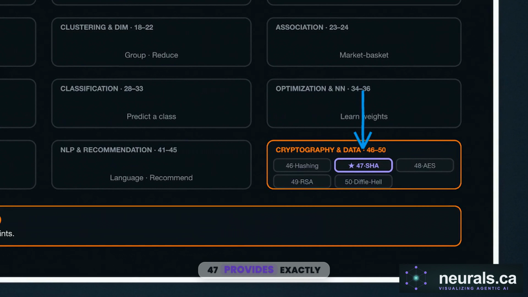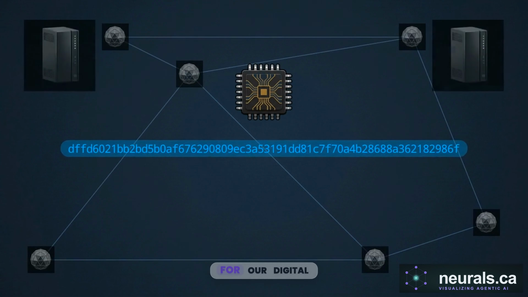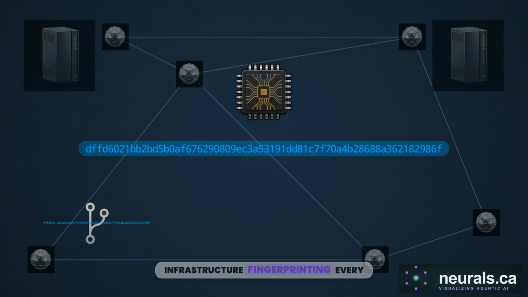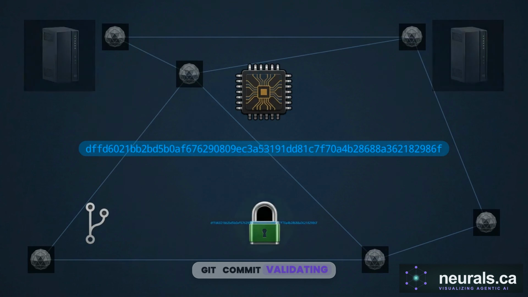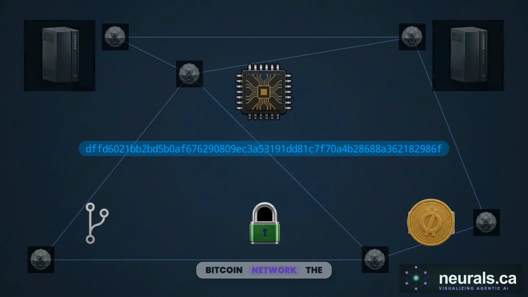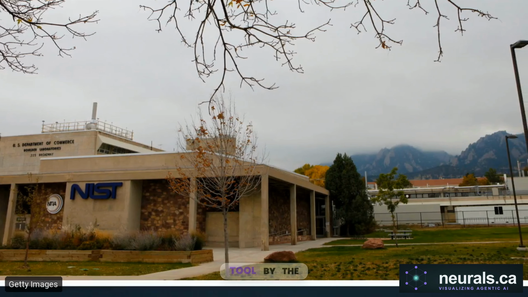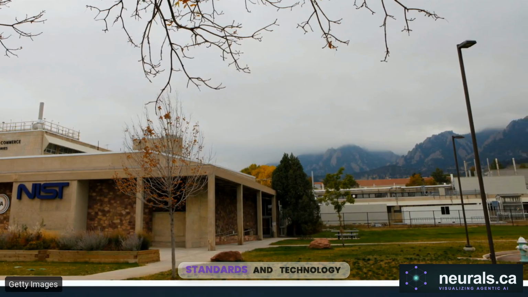This is the Secure Hash Algorithm, or SHA. It acts as the invisible glue for our digital infrastructure, fingerprinting every Git commit, validating TLS certificates for web traffic, securing blocks on the Bitcoin network. The architecture for this system was designed inside the halls of the U.S. National Security Agency. It was standardized as a universal tool by the National Institute of Standards and Technology.